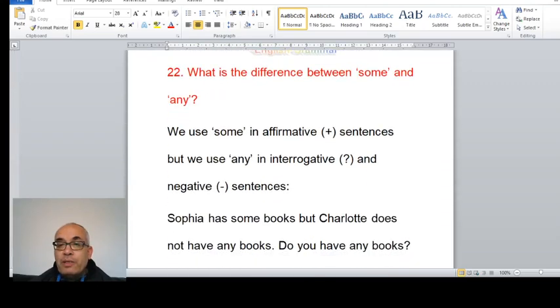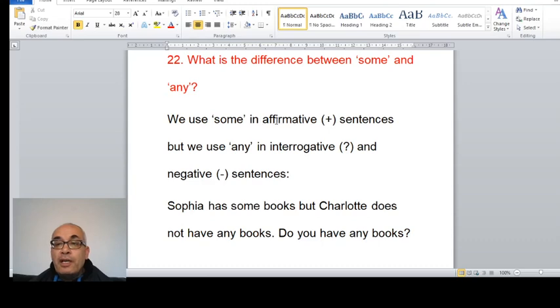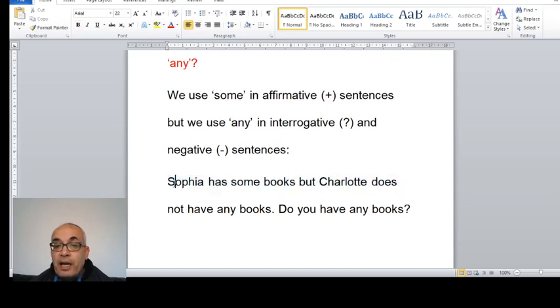What's the difference between some and any? We use some in affirmative sentences, but we use any in interrogative and negative sentences. So Sophia has some books. I use some. Why? Because the sentence is not a question and the sentence is not negative. But Charlotte does not. So this is negative. So if it's negative, what do I use? Any. Does not have any books. Do you? It's a question. What do I use if it's a question? I use any. Do you have any books?